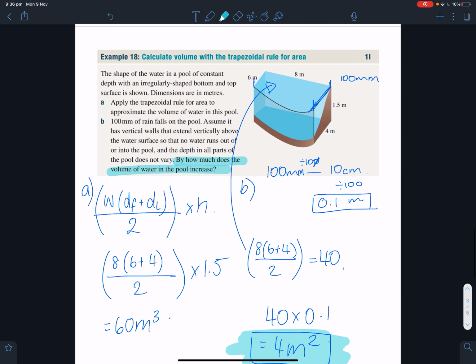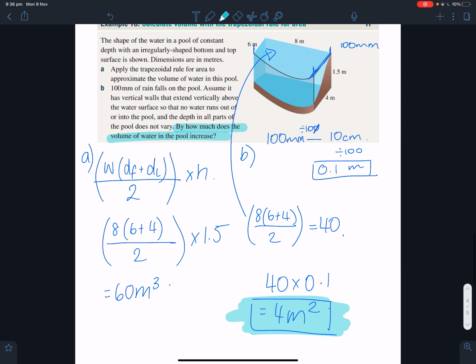Okay, all right. Make sure you have a look at the additional questions for this one. Hopefully there's some challenging ones there with the trapezoidal rule as well.